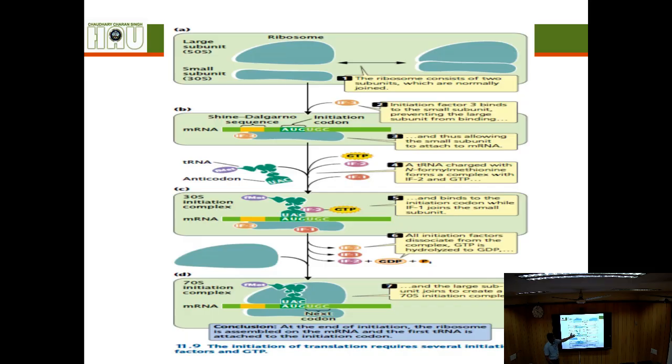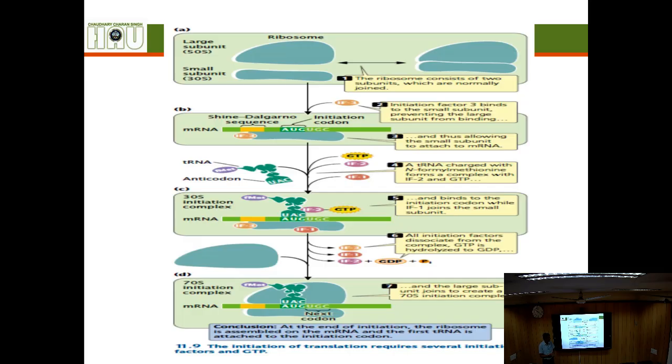When this complex is formed, all the initiation factors, IF1, 2 and 3, are dissociated from the complex, and the GTP is hydrolyzed into GDP and inorganic phosphate. Initiation factor 3 prevents the binding of the large subunit, so when it is dissociated from the initiation complex, the large subunit comes and bonds to it and forms the complete 70S initiation complex.